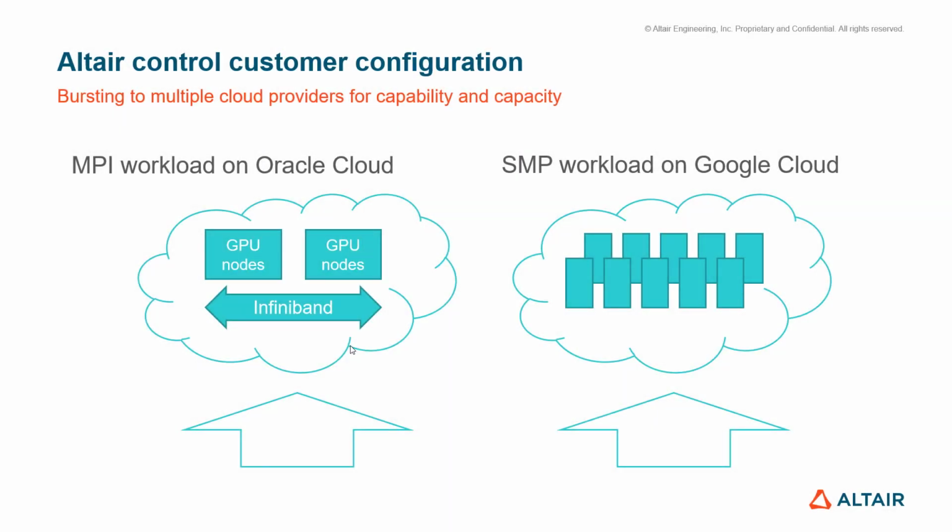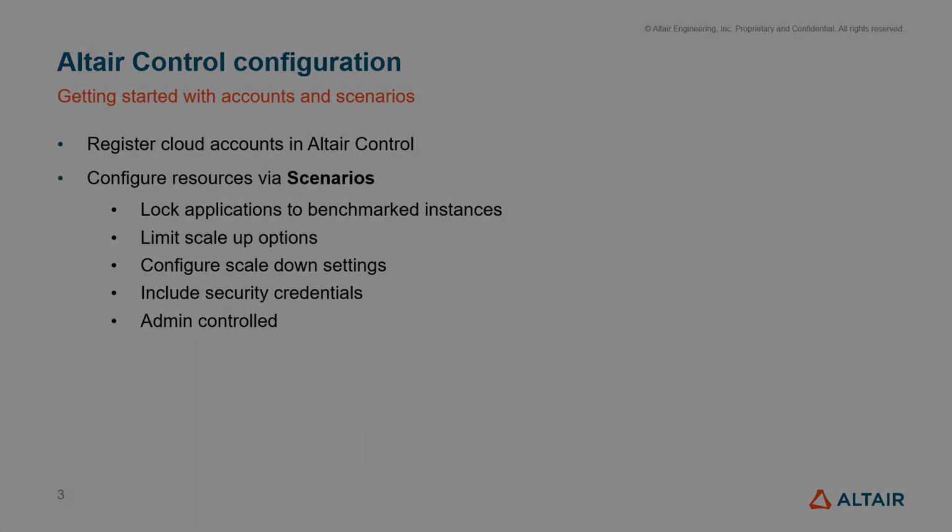So now let's look at the demo configuration. We're going to burst to two different clouds. We have an MPI workload that's going to run on Oracle Cloud and an SMP workload that will run on Google Cloud. Now our customer uses two different clouds for capability and capacity. Oracle Cloud delivers the GPU nodes and InfiniBand on bare metal that is needed by the MPI workloads, whereas Google Cloud provides the business model that suits the high capacity needed by their SMP workloads.